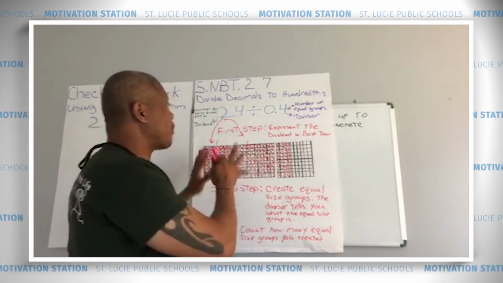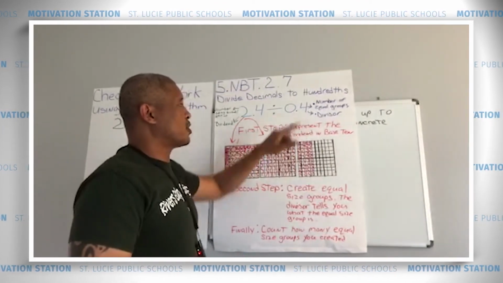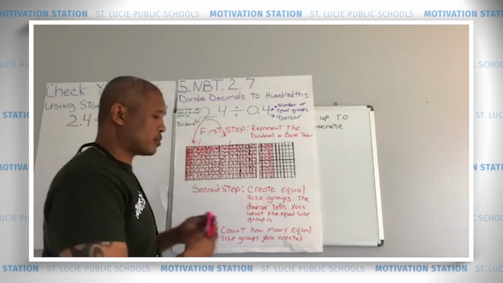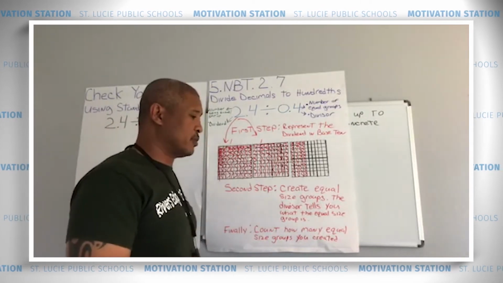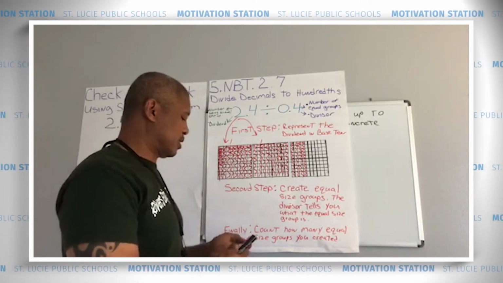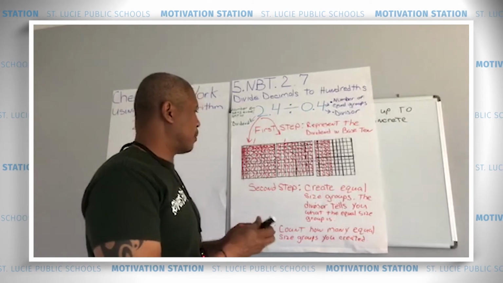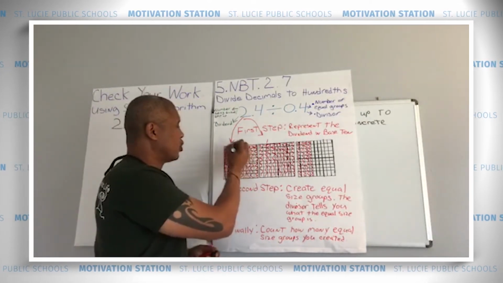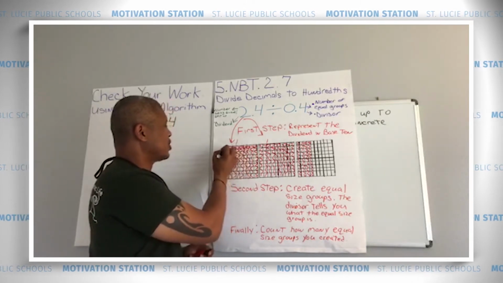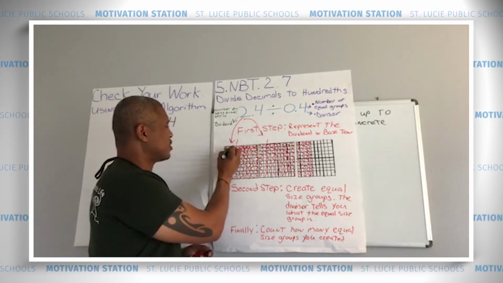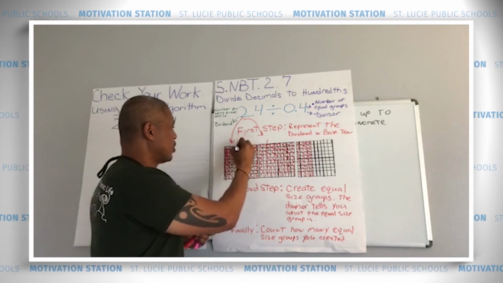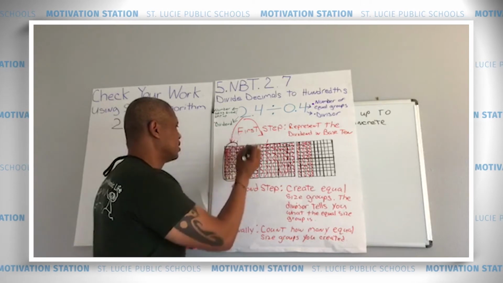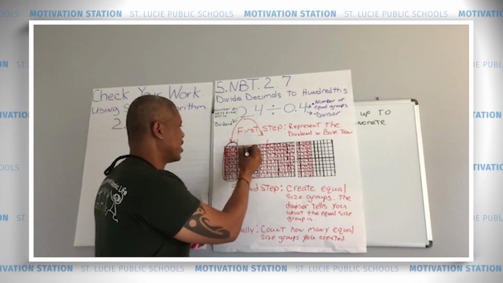Now this may look hard, but it really isn't. 4/10, I just need to create 4/10. I'm going to use my black marker to create groups of 4/10. So I have 1/10, 2/10, 3/10, 4/10. I'm going to circle each one of my 4/10.